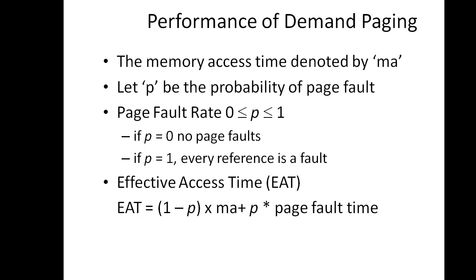If p is equal to 1, that is the highest value of p, which means every page we are accessing is going to result in a fault. So every memory access we make will be a fault if p is equal to 1. Then the effective access time, denoted by EAT, is equal to (1 minus p) times MA plus p times page fault time. That is, 1 minus the probability of page fault times memory access time, plus probability of page fault times page fault time.